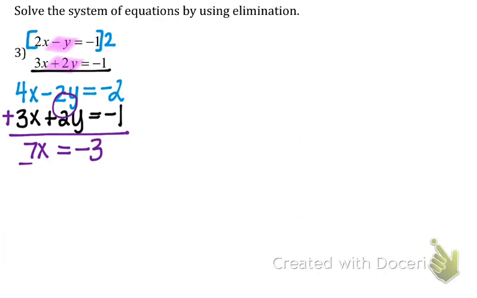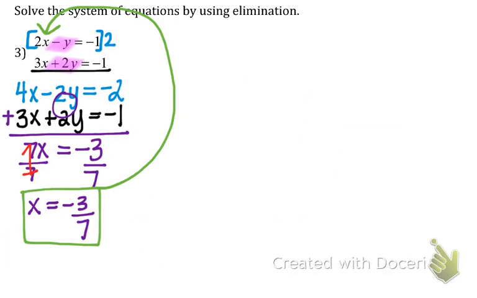I'm almost done solving for x. I just need to divide by 7 on both sides. So x is equal to negative 3/7. Now that I have one of my variables, negative 3/7, I can substitute negative 3/7 in for x into one of my original equations. It doesn't matter which one.